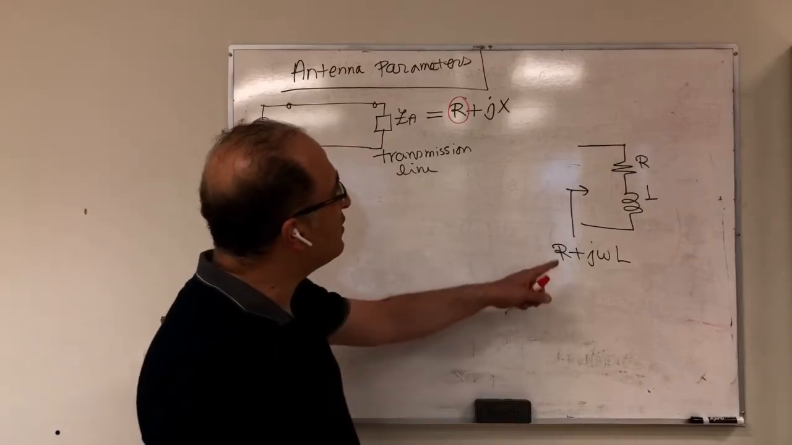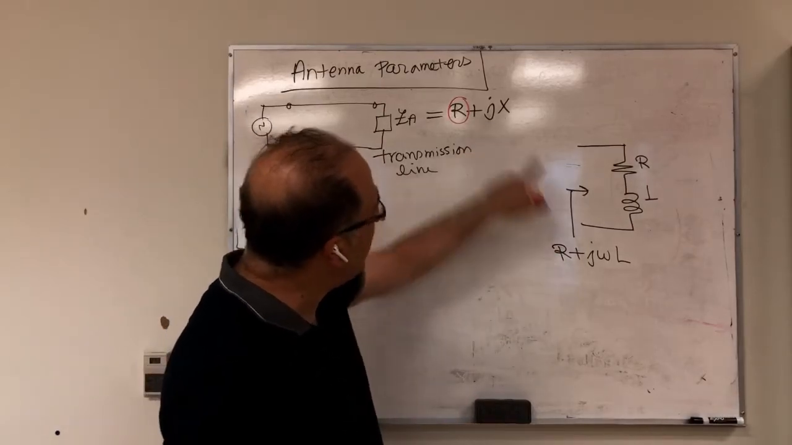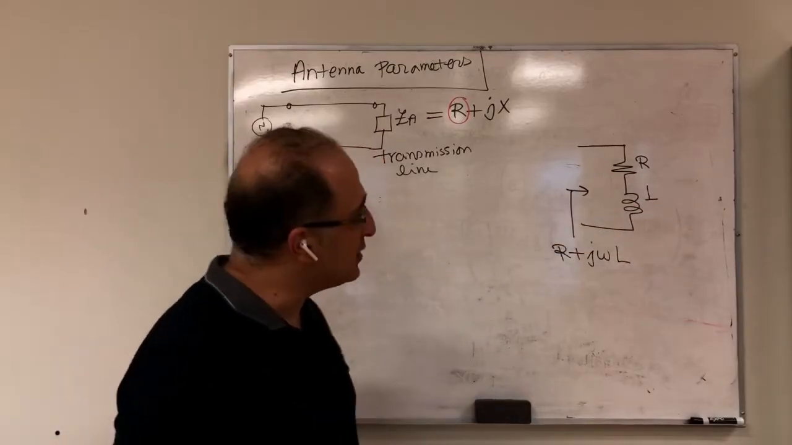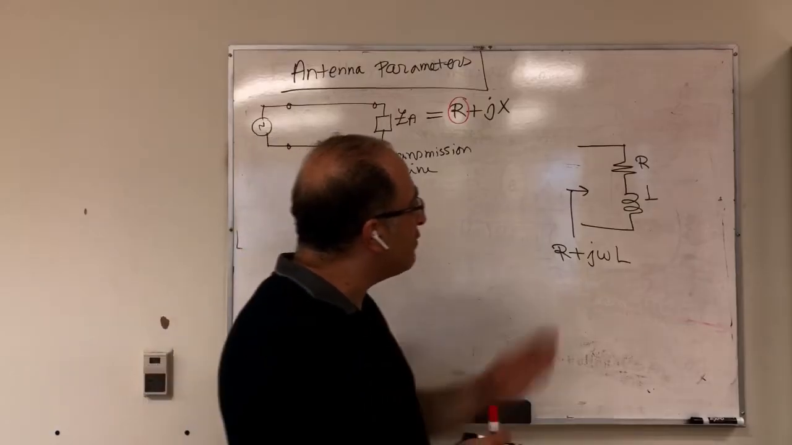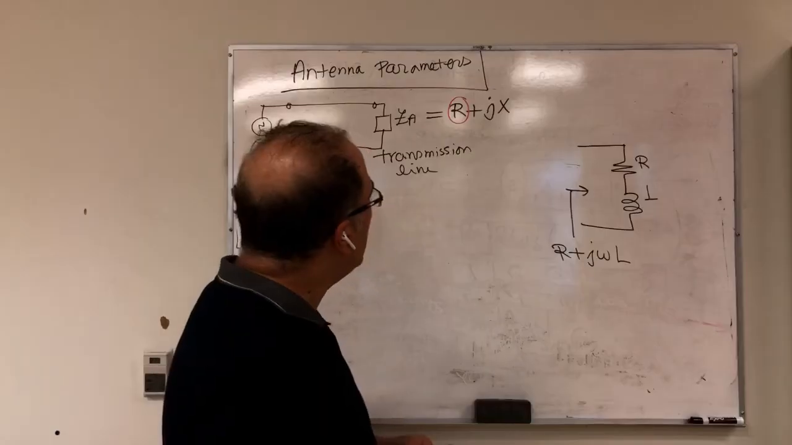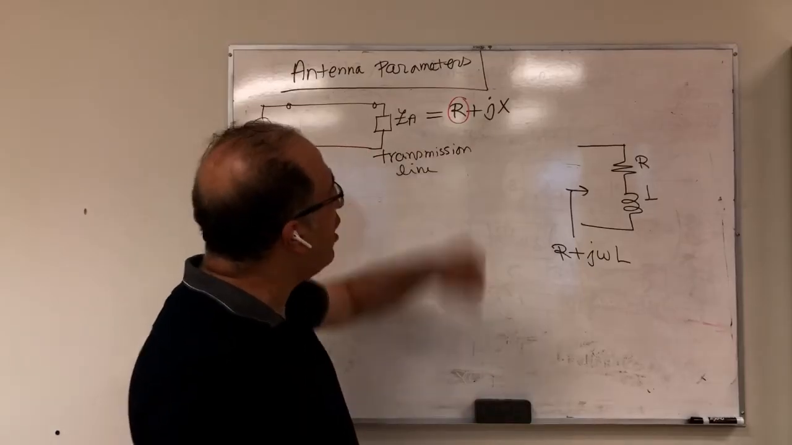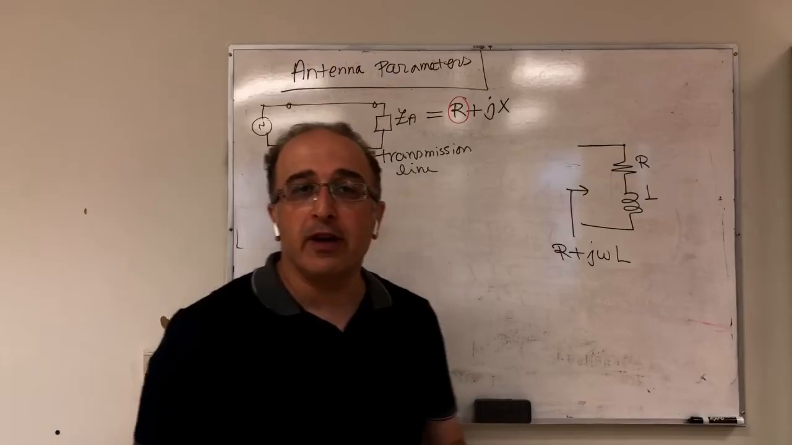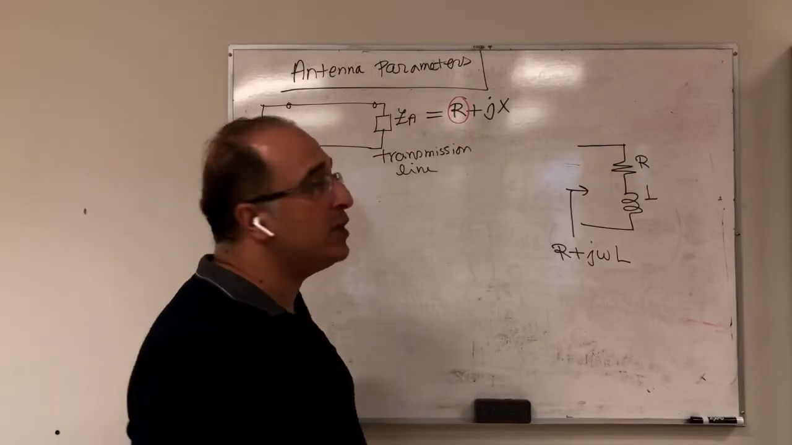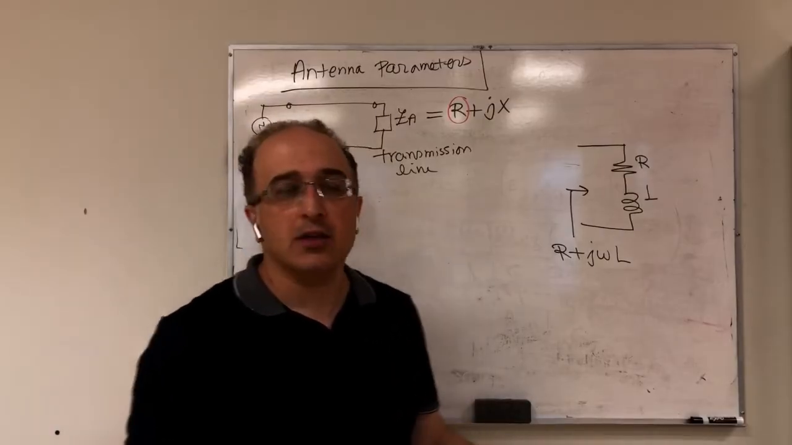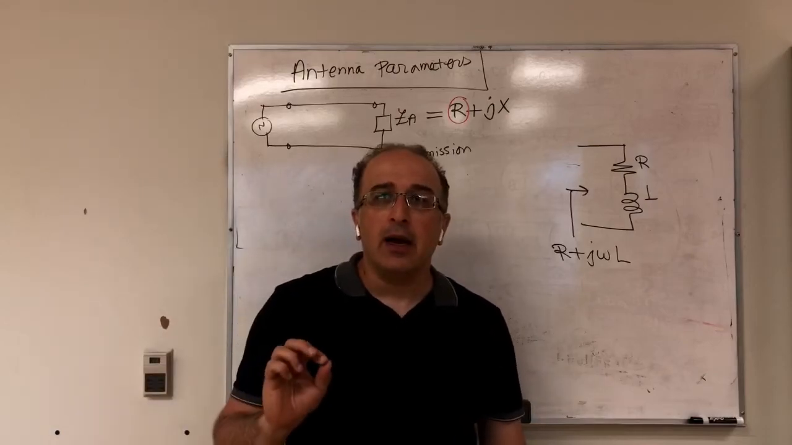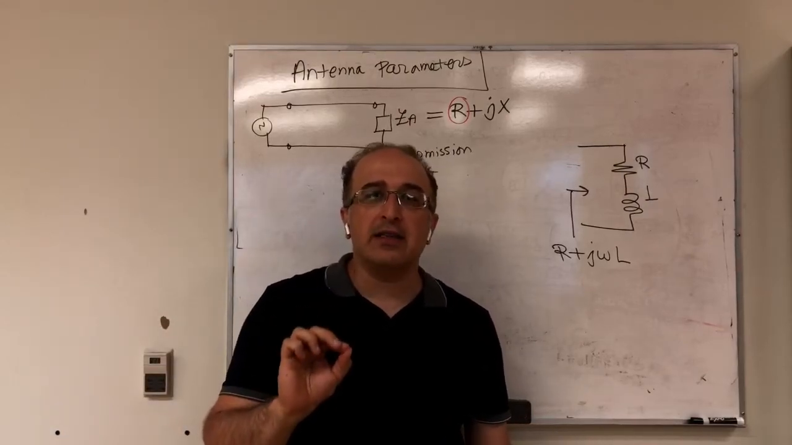So if you compare this with that, you say R, X is omega L. So you have resistance, you have inductance here. Then you would say, okay, resistance is the loss of energy. So you may guess that this R is the loss of energy. So in that case, you might say the real part of the input impedance of the antenna is loss of the energy. So is that correct or not? It is correct, and also it is incorrect.